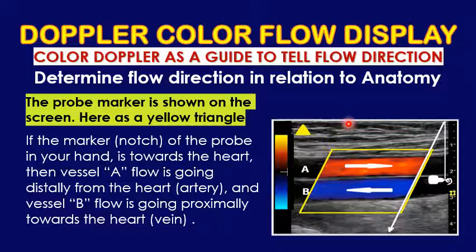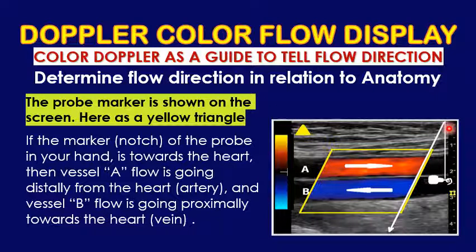Now, what if I'm scanning the right upper extremity? For the right upper extremity, we usually put the notch away from the heart. It's towards the right side, towards me as a scanner, right? So I put that notch in this way. So where will the heart be? It will be the opposite, because the probe marker or the probe notch was away from the heart. So the heart will be here.